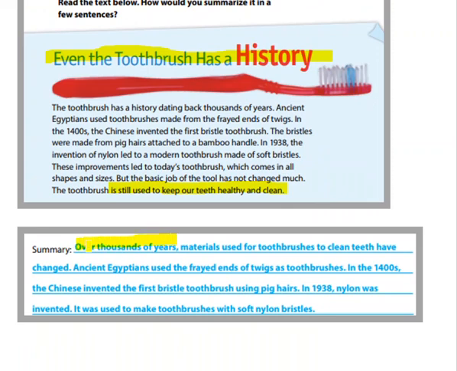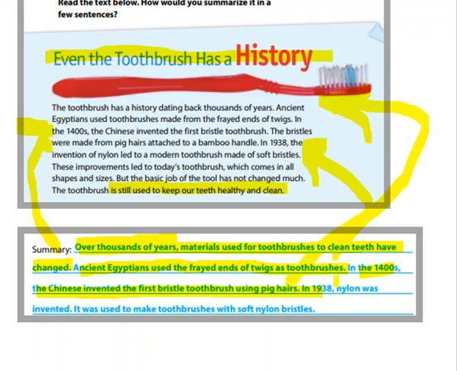Over thousands of years, materials used for toothbrushes to clean teeth have changed. It did talk about how it's all changing up here. Good. Ancient Egyptians used the frayed ends of twigs in toothbrushes. That was an example up in here too. Good. In the 1400s, the Chinese invented the first bristled toothbrush using pig hairs. Okay, that was up here too. Nice. In 1938, nylon was invented. Yep, that's up here. It was used to make toothbrushes with soft nylon bristles.